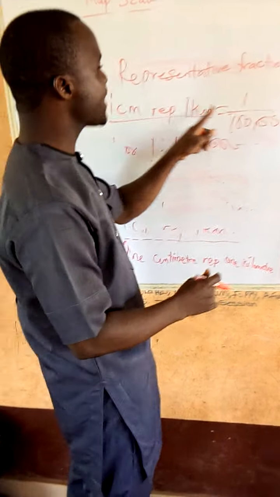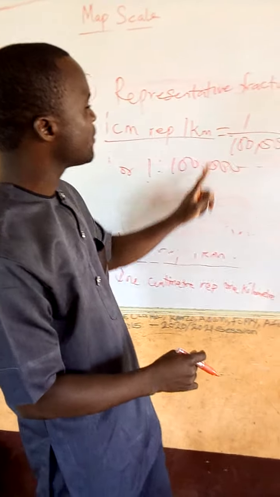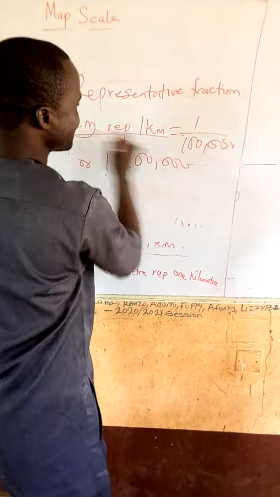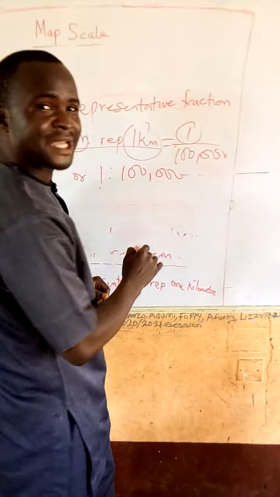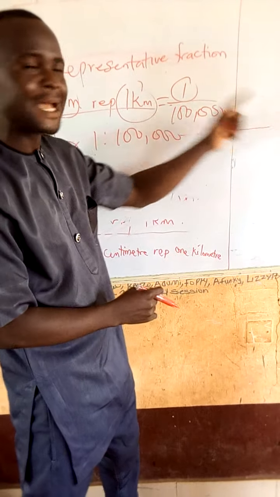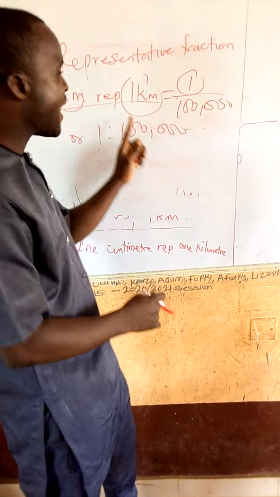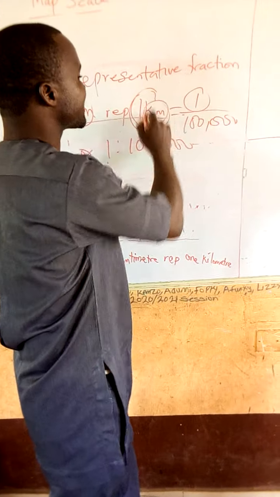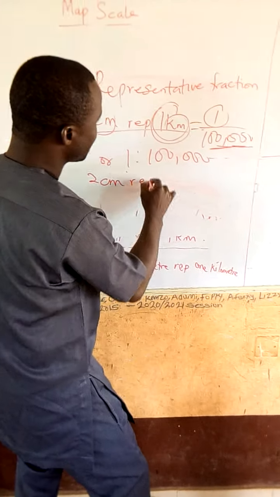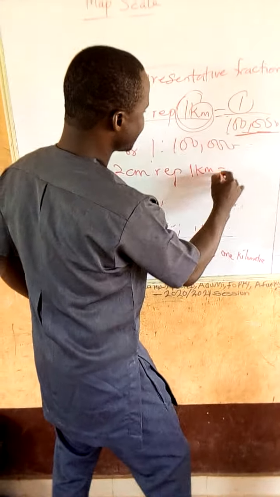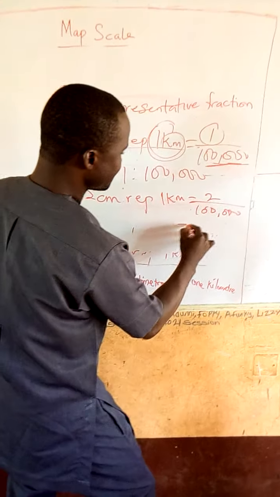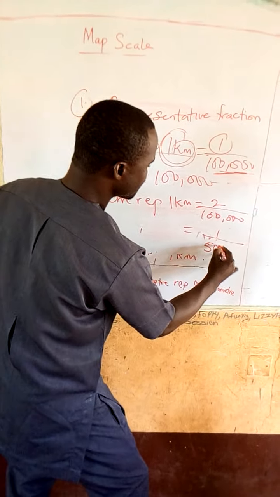If 1 centimeter represents 1 kilometer is the statement, in fractional form it is going to be 1 over 100,000 or 1 ratio 100,000. This 1 centimeter is this, and this 1 kilometer has already been converted into centimeters, because 1 centimeter to 1 kilometer means 1 centimeter on the paper and 1 kilometer on the ground. This kilometer on the ground is 100,000 centimeters. If it is 2 centimeters represents 1 kilometer, it equals 2 over 100,000, which is the same thing as 1 over 50,000.